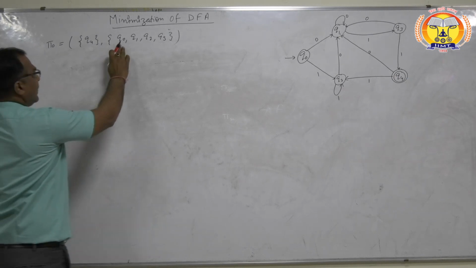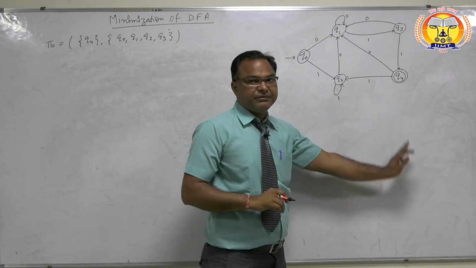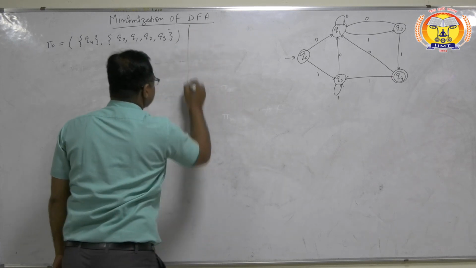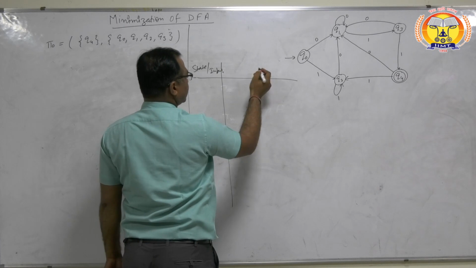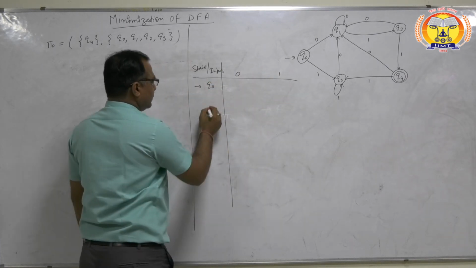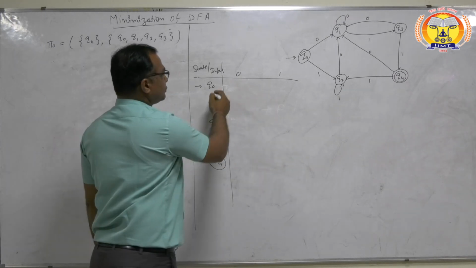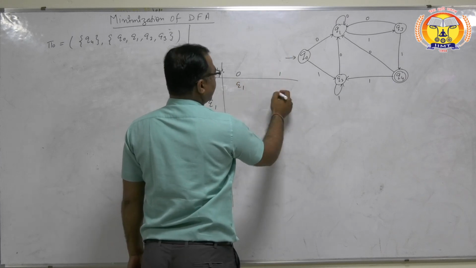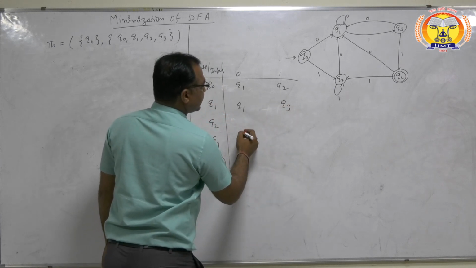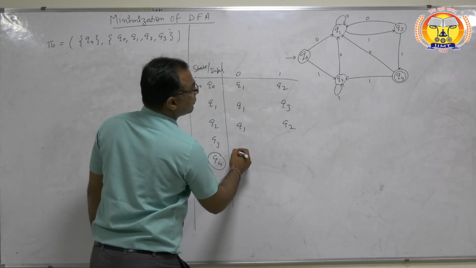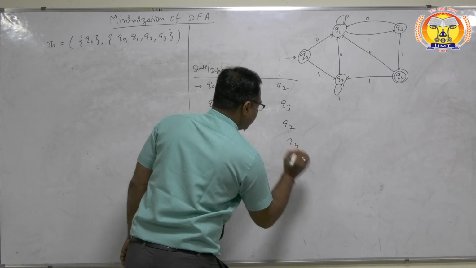How will we check? Now we have to find out whether Q0 is one equivalent to Q1 or not. For this we have to prepare the transition table for this DFA. So what is the transition table for this DFA? We will convert it here. The inputs are 0 and 1, the initial state is Q0, and the states are Q1, Q2, Q3, Q4, and Q4 is the final state. On Q0, on applying 0 we have Q1, and on 1 Q2. On Q1, on 0 we have Q1, and on 1 we have Q3. On Q2, on applying 0 we have Q1, and on 1 Q2. On Q3, on 0 we have Q1, and on 1 Q4. On Q4, on applying 0 we have Q1, and on applying 1 we have Q2. This is the transition table.